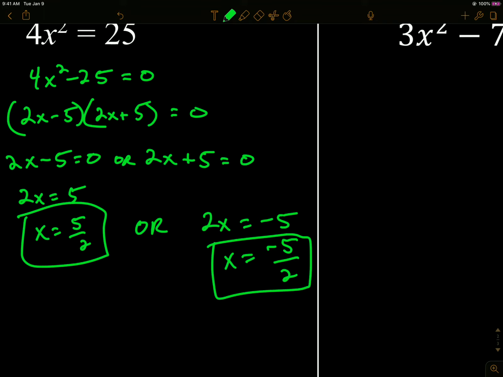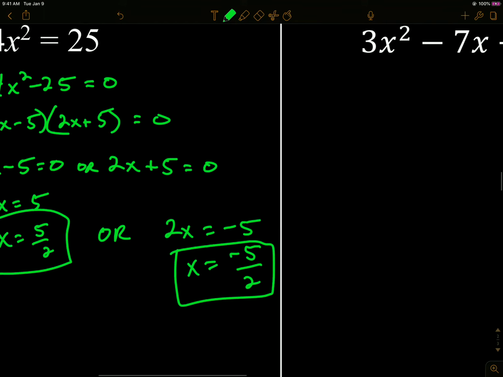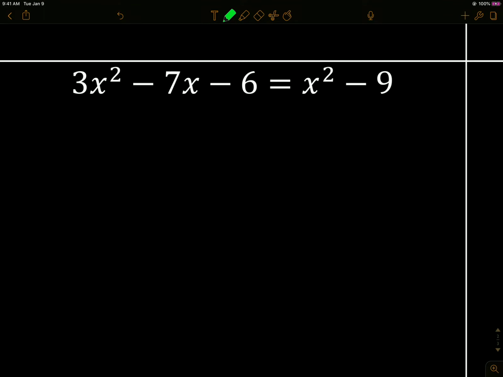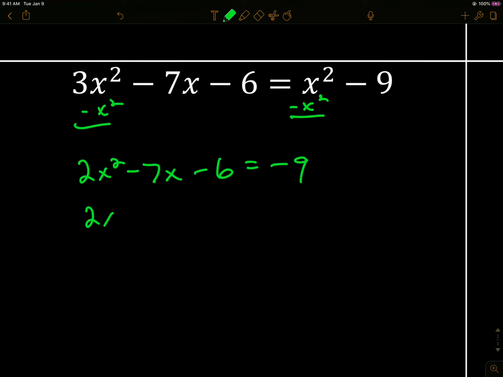Let's move on to the next one. So now I got to set this one equal to 0. I want my x squared to turn out to be positive, so I'm going to subtract x squared off both sides. So I'm going to get 2x squared minus 7x minus 6 equals negative 9. I'm going to add 9 to both sides. Minus 7x plus 3. When I add 9 to both sides, I get plus 3.